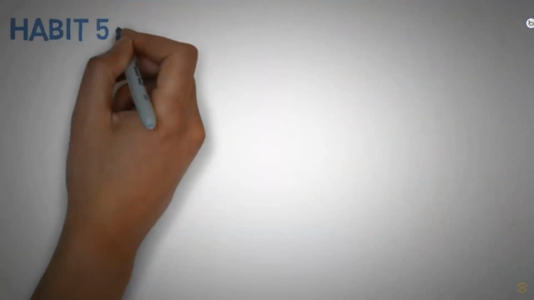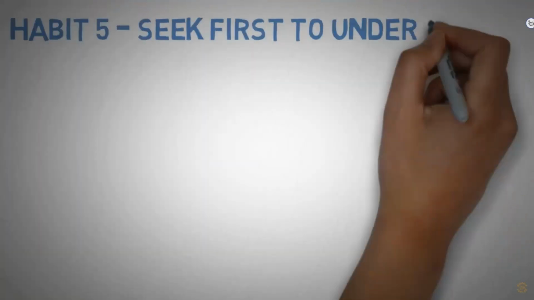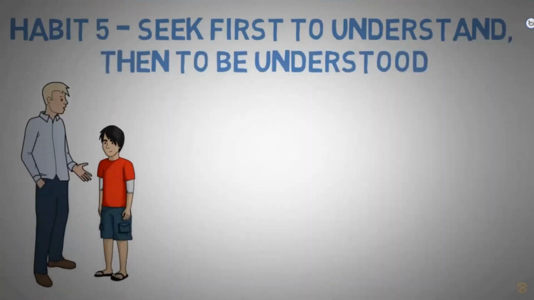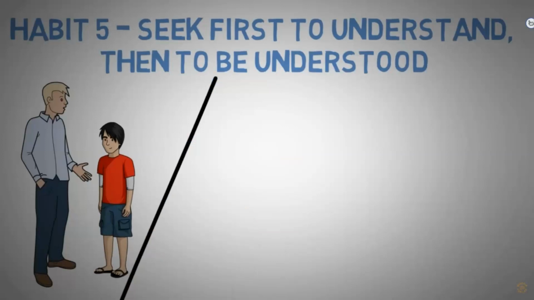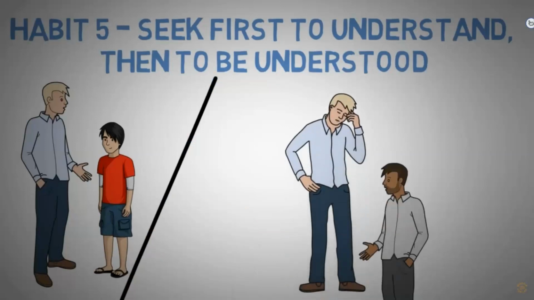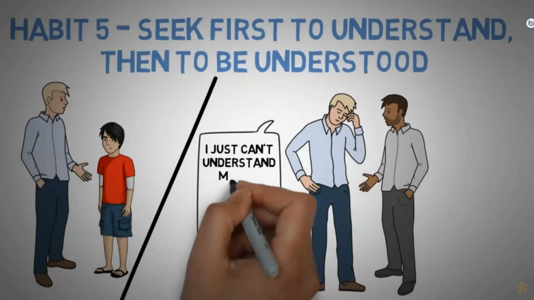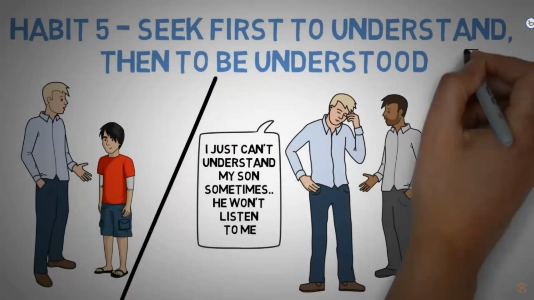Habit 5 is seek first to understand, then to be understood. Stephen tells a great story here. Stephen and his son have a talk, and Stephen can't get through to his son about some issue they're having. He then goes to a friend for advice. He tells a friend, I just can't understand my son sometimes. He won't listen to me.